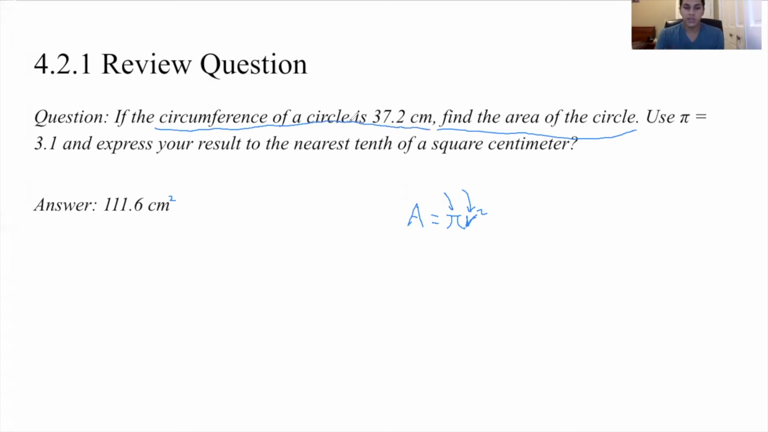So we have to be able to figure out what the radius of this circle is based off the circumference. Otherwise, there's no other way to solve it. So you know you have to use this 37.2 in order to find the radius. So here's how you would do that.